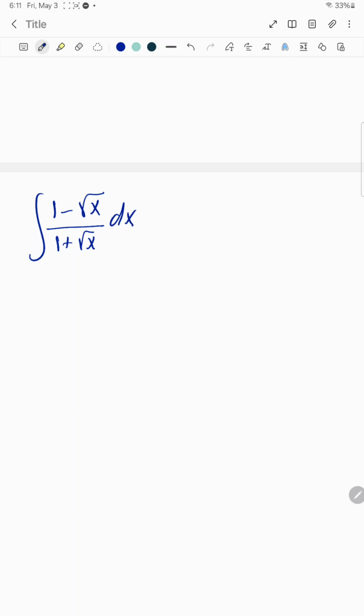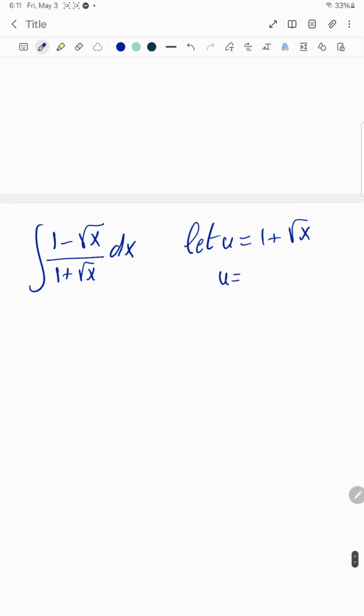Again, as I said, we take the denominator as u. Let u equal 1 plus square root of x. Let u equal 1 plus square root of x. So my u is equal 1 plus x to the power 1/2.